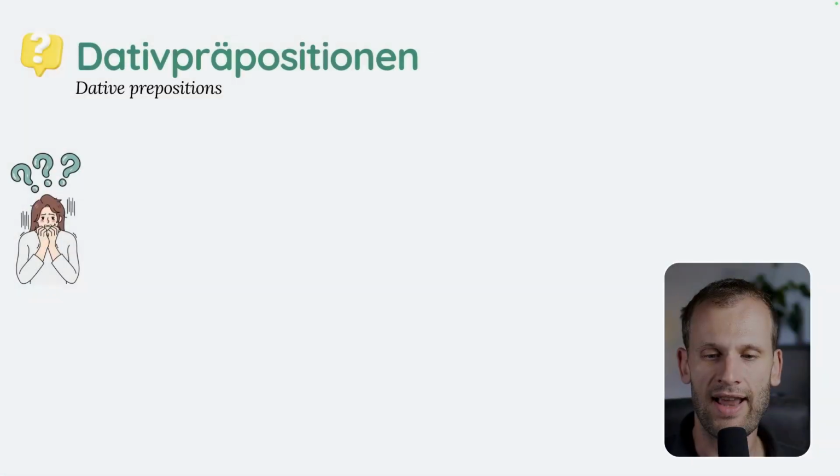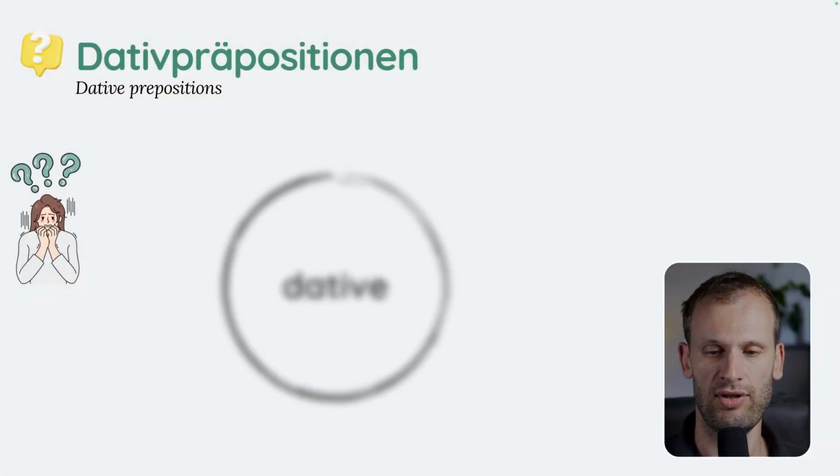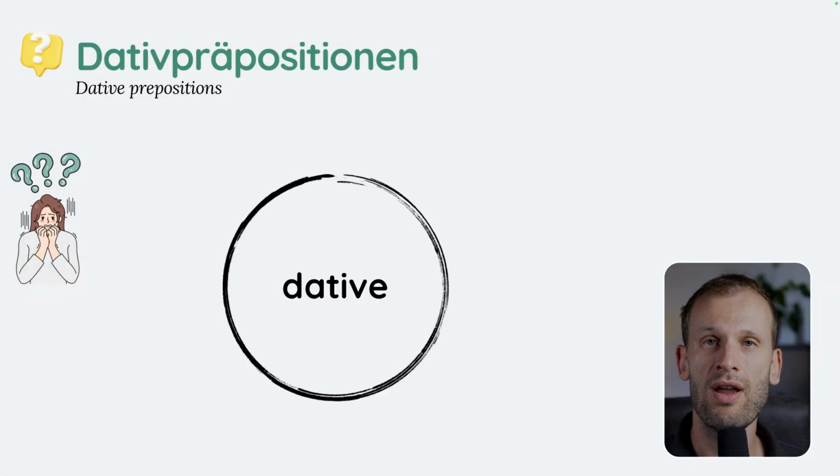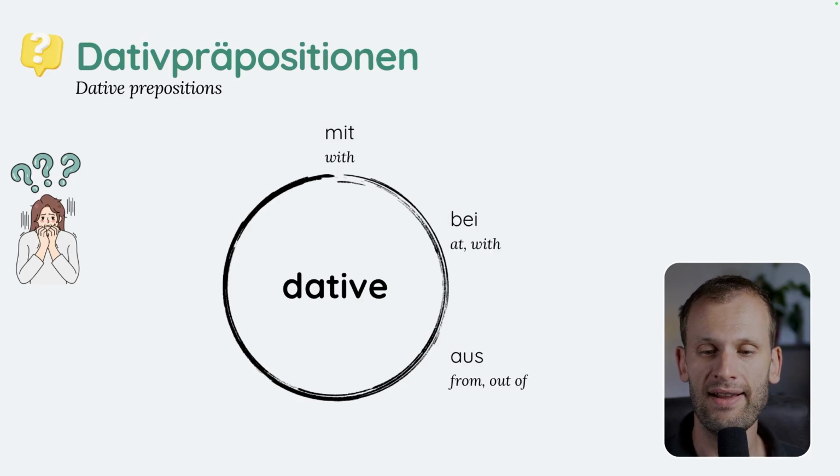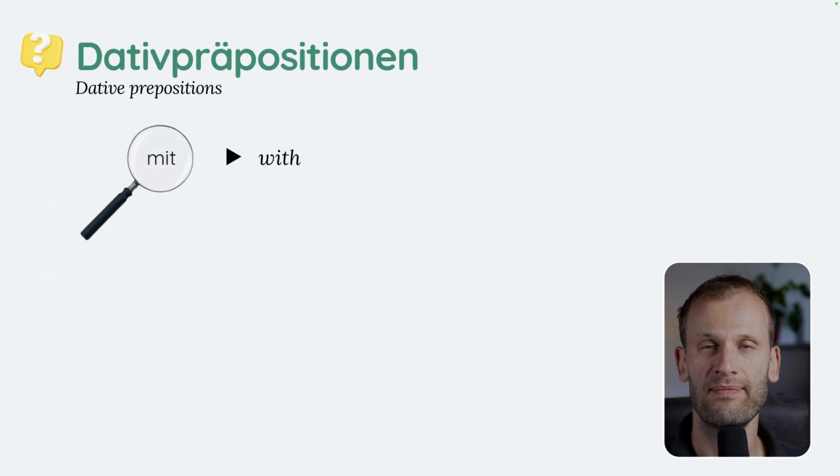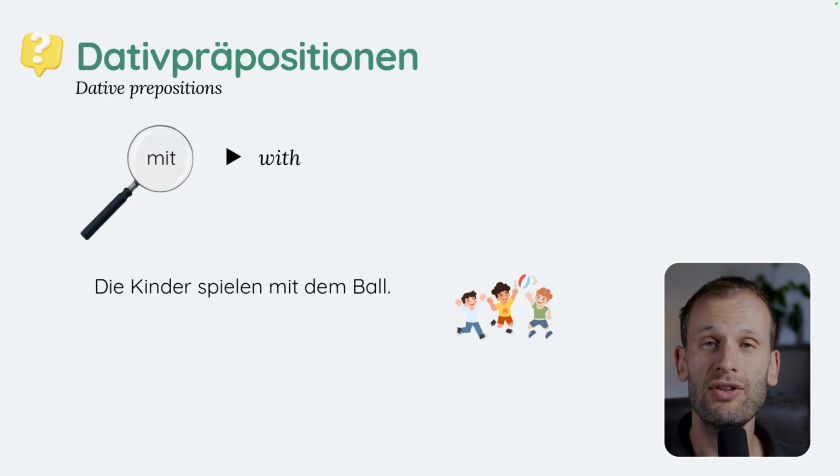So let's now take a look at the dative prepositions. After these prepositions, we need the dative case, not the accusative case and not the nominative case. So we have mit, bei, aus, zu, von, and let's start now with mit. So, die Kinder spielen mit dem Ball. The kids play with the ball or are playing with the ball.